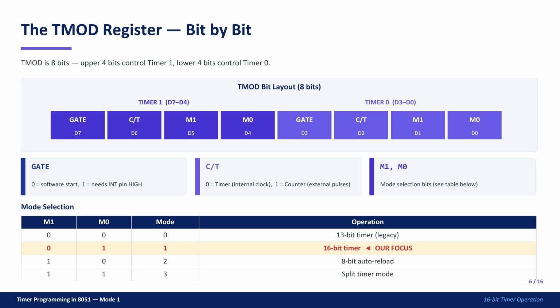M1 and M0: these two bits together select the mode. There are 4 possible combinations. When M1 and M0 are both 0, we get mode 0. When M1 is 0 and M0 is 1, we get mode 1. When M1 is 1 and M0 is 0, we get mode 2. And when both are 1, we get mode 3. This is called the split timer mode, which is rarely used. So for our purpose, we need M1 equal to 0 and M0 equal to 1.